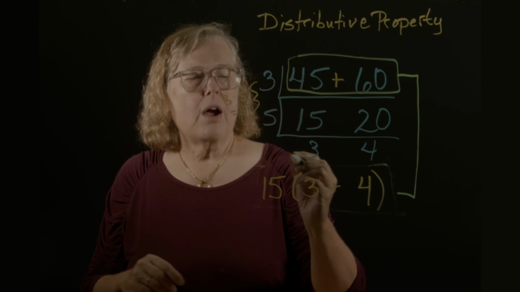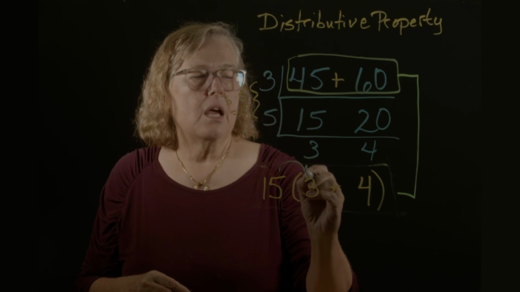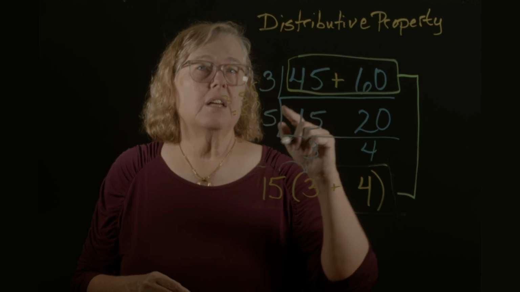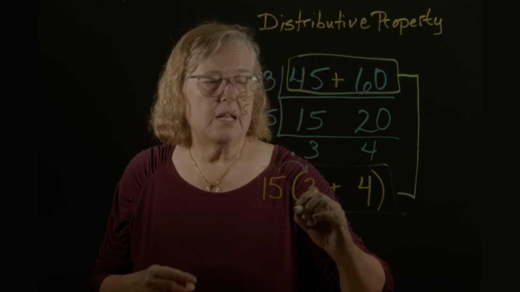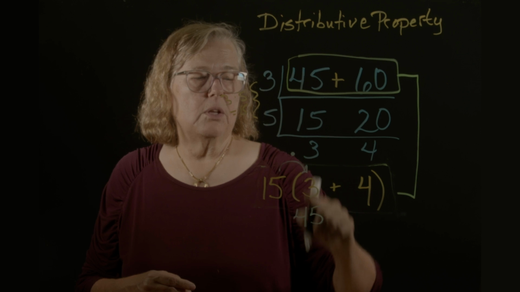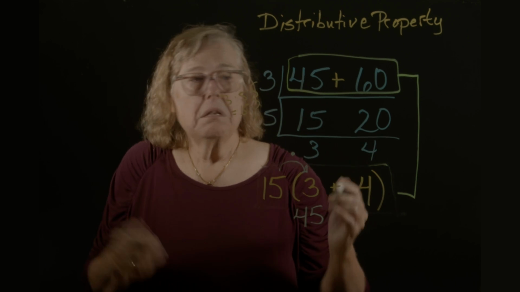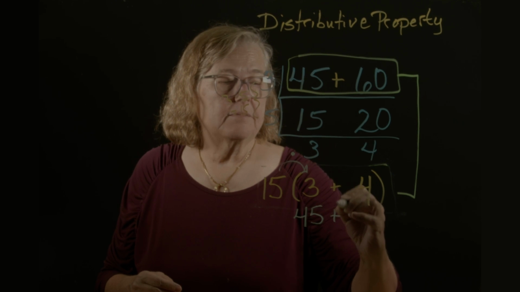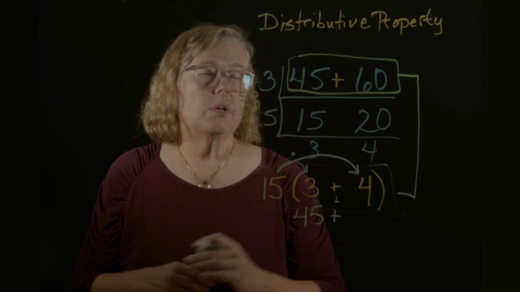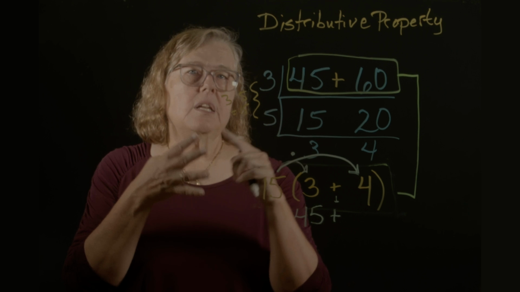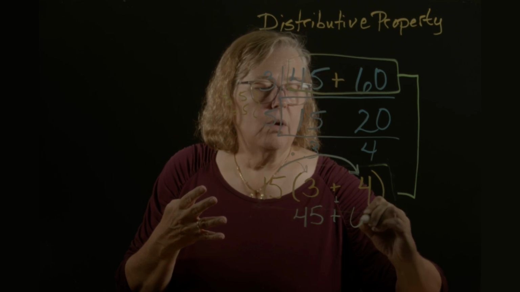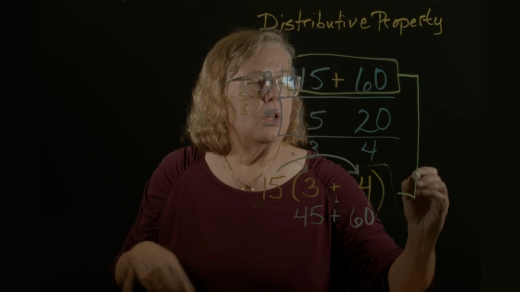So the distributive property says, what is 15 times 3? 15 times 3, 15, 30, 45. Skip counting is a handy thing. We're going to say it's 45. Oh, well, that looks familiar. Just saying. I'm going to bring down that plus sign. Now I'm going to say 15 times 4. What's 15 times 4? 15, 30, 45, 60. Well, that looks familiar too. Look at that.